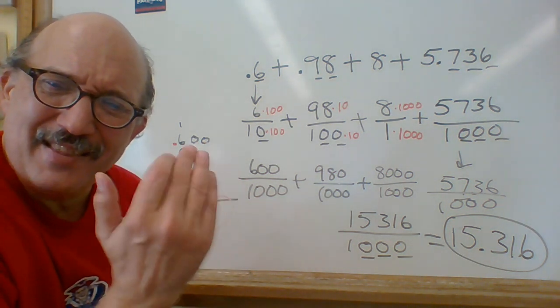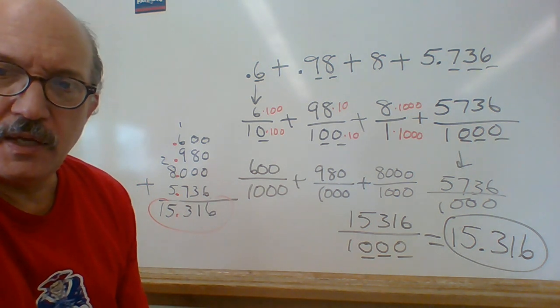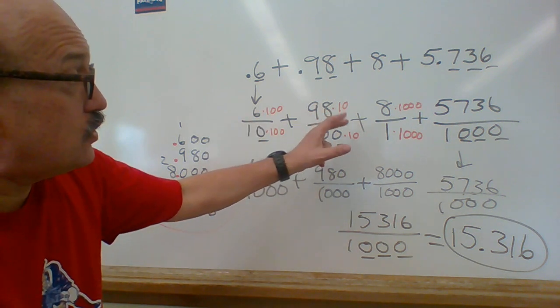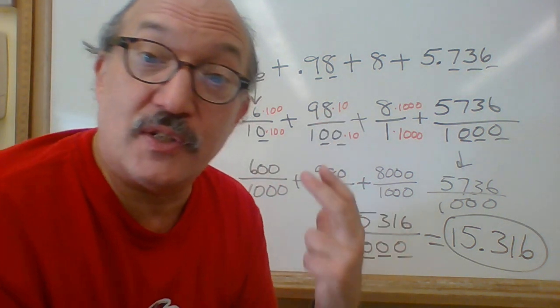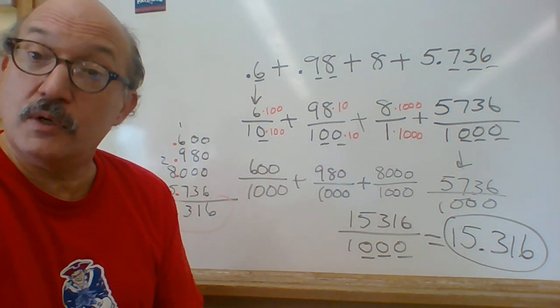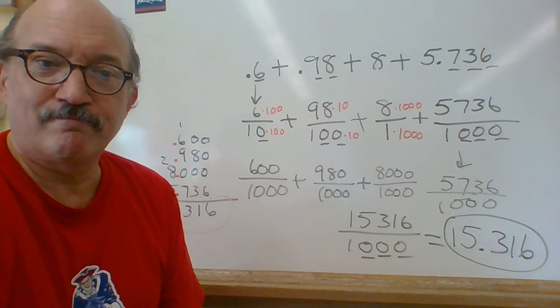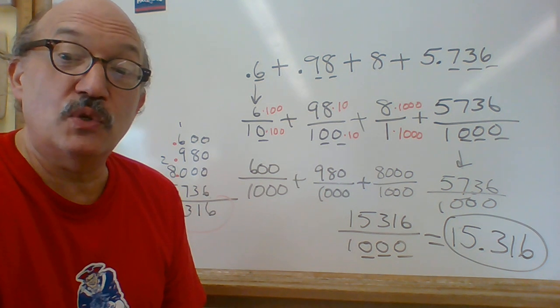Okay, so when we line the decimal points up in adding and subtracting, and then we tack on zeros where necessary, what we're really doing is we're adding a bunch of fractions and giving them a common denominator, which is a power of 10. So I think we have to do a little subtraction.